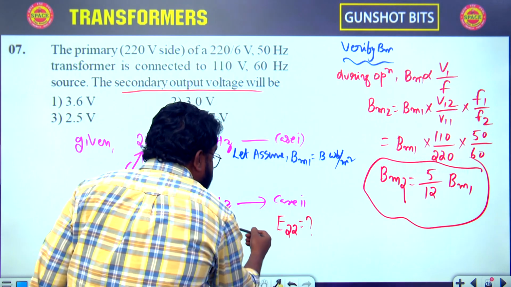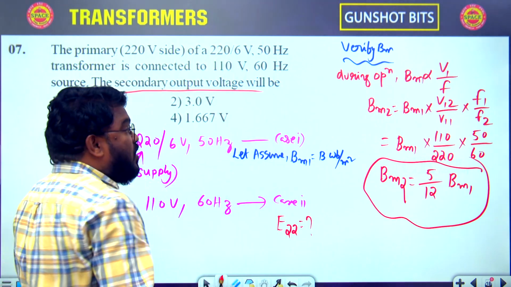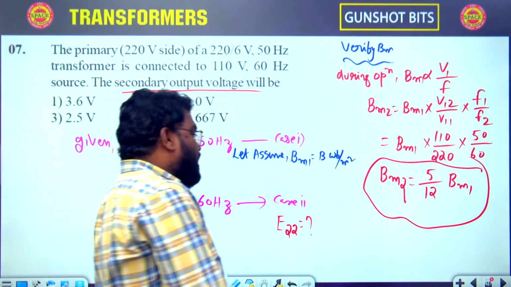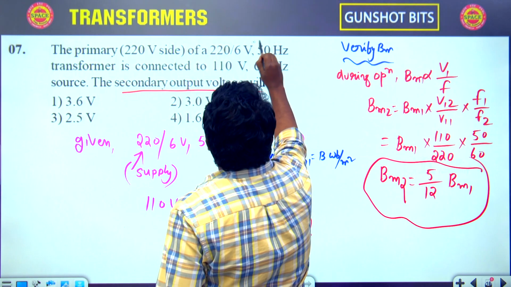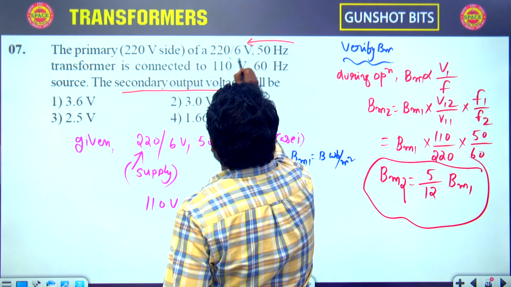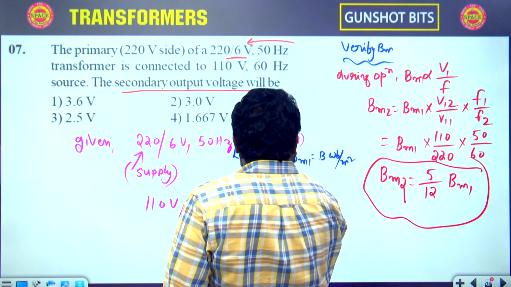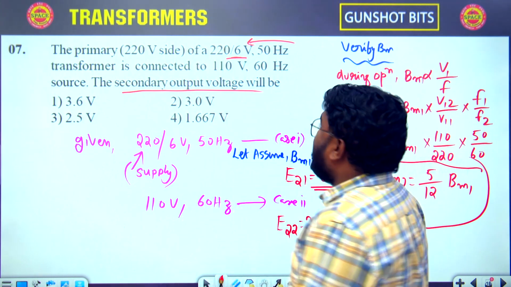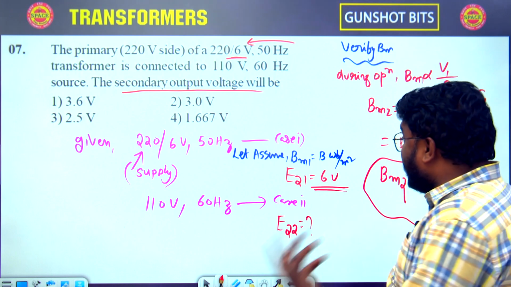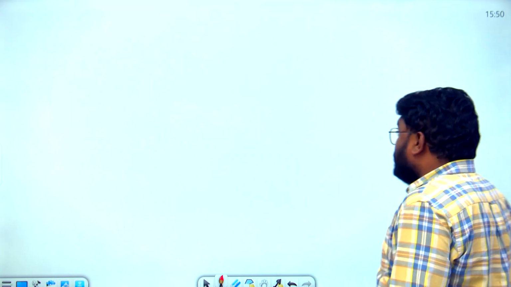Now we require the secondary output voltage. How do we get the secondary output voltage? This is given: E21 is equal to 6 volts, the secondary output voltage in case 1. And how do we find the secondary output voltage in case 2?